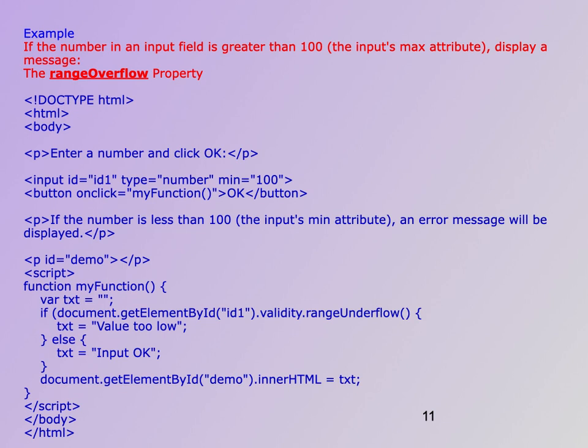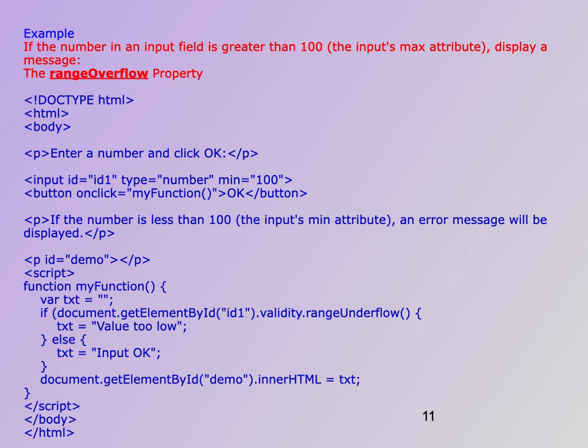If the number is less than 100, the input's min attribute, we already set the min attribute in the number field, input id is equal to id1, type is equal to number, and min is equal to 100. If the input's value is less than the specified value, here 100, an error message will be displayed. Then that will be displayed in the paragraph element with the id equal to demo.